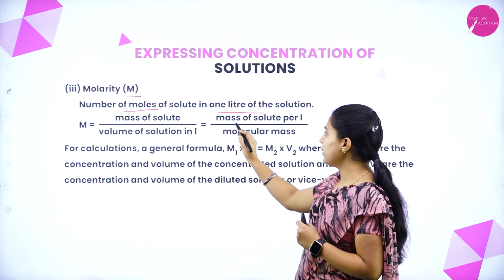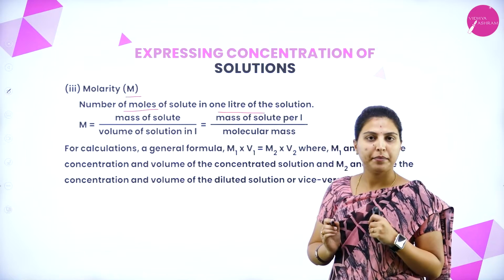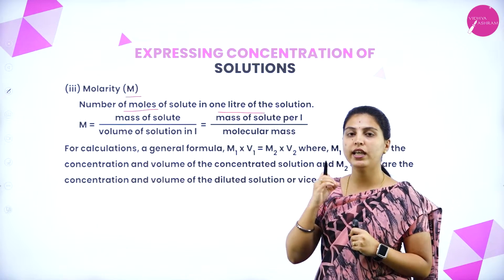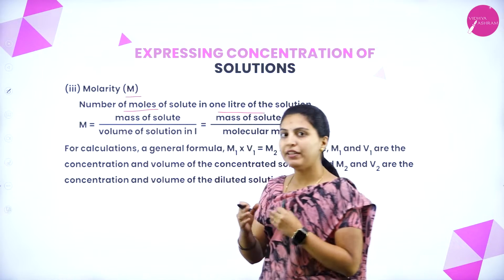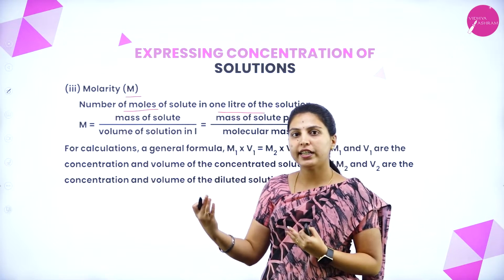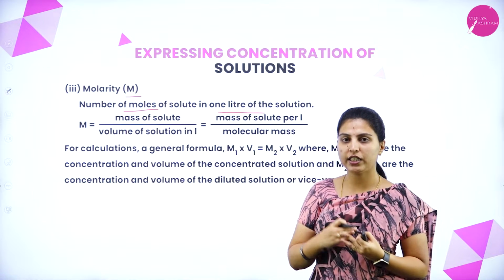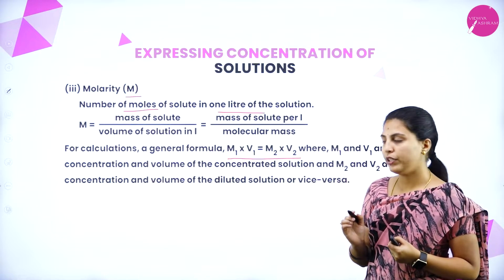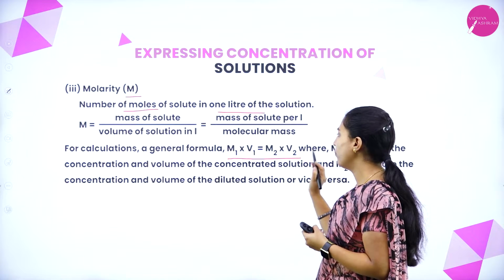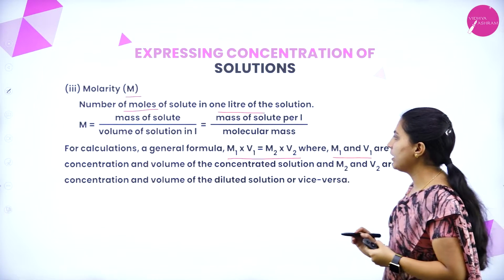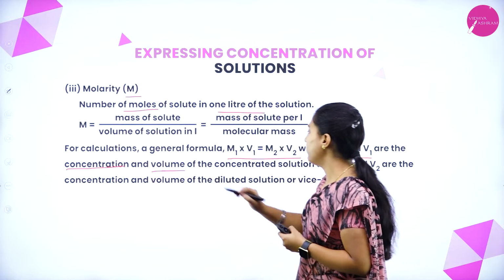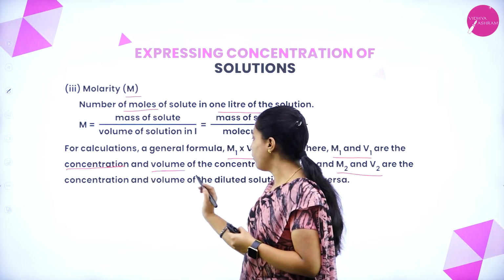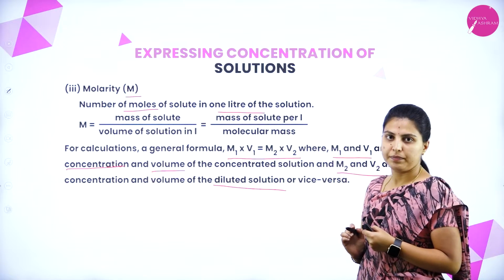Here again we can write it as mass of solute per liter by molecular mass. This also we can write. For calculation purposes, when we are converting concentrated to dilute solutions, we can use this formula: M1 V1 equals M2 V2, where M1 and V1 are the concentration and volume of the concentrated solution, and M2 and V2 are the concentration and volume of the diluted solution.